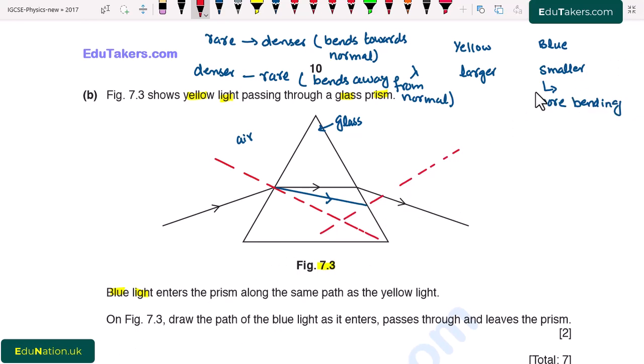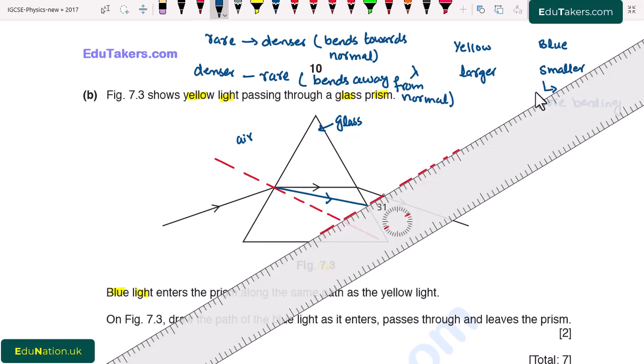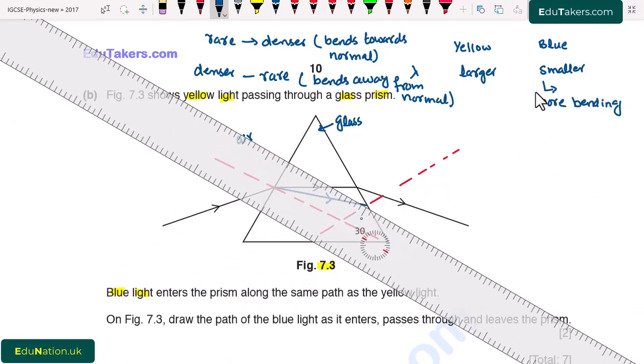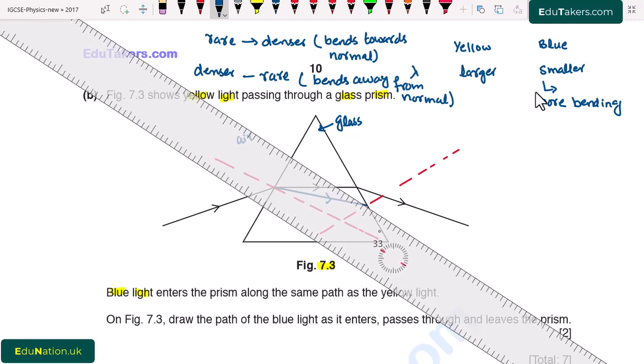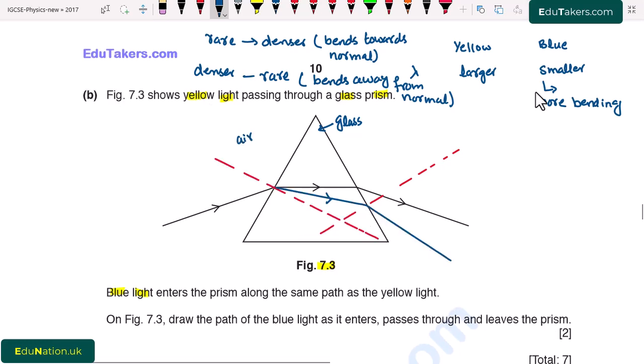And we observe that the ray of light in this case enters from glass into air. So this ray will bend away from the normal. I am going to draw its path. So it bends away from normal like that. So this is the path of the blue light as it comes out of the prism.